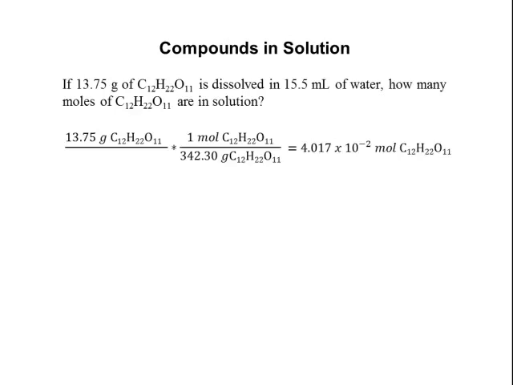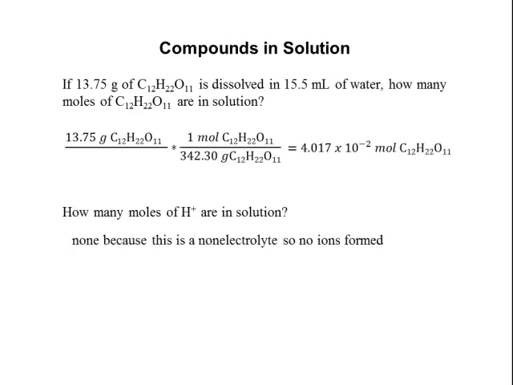So if I'm starting with moles and dissolving it, I can talk about those moles. If I'm starting with grams, I got to get it to moles first. Now from this, how many moles of H+ are in solution? Alright, well, it's a trick question. This is a non-electrolyte, so we wouldn't have any. No ions are going to be formed. But we'd still have 4.017 times 10^-2 moles of that C12H22O11 dissolved in solution.